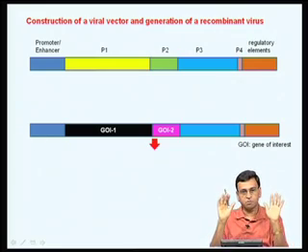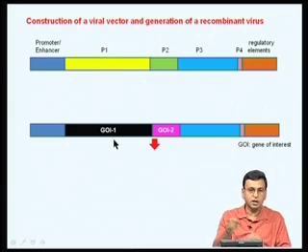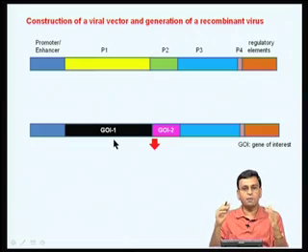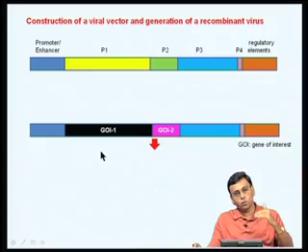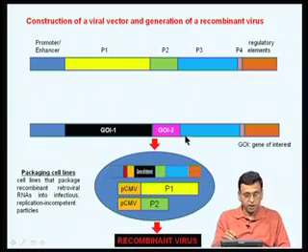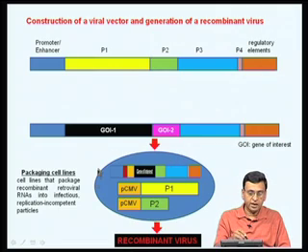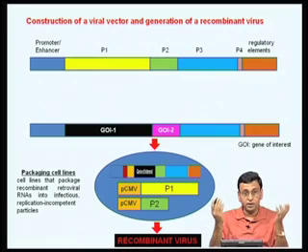The first step has been achieved now. So by removing certain viral genes and introducing your gene of interest, you have now generated a recombinant viral vector. Now from this, how do you generate a recombinant virus? What you do is, you take this vector and introduce it into a cell line called packaging cells. What are packaging cells?